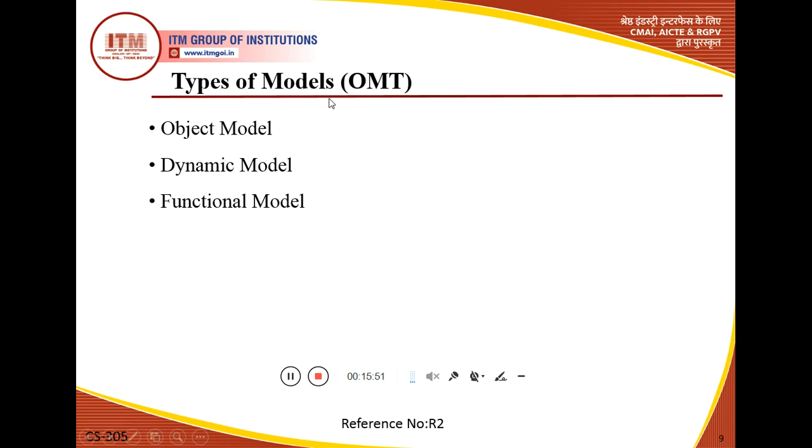So in the object model we will use the object diagram. In the dynamic model we will use the state diagram. In the functional model we will use the DFD, data flow diagram, to represent our inputs and outputs.